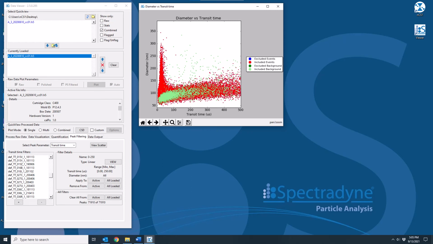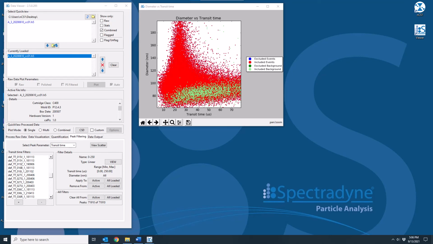Another symptom that can confirm the presence of excess particle concentration is an unusually high noise floor for the cartridge class. I have here one such example. The data is from a C400 cartridge measurement. From the transit time scatter plot, we can see populations of red and green dots. The red dots are real particle events, while the green dots represent the estimated noise of false positive events in the data.